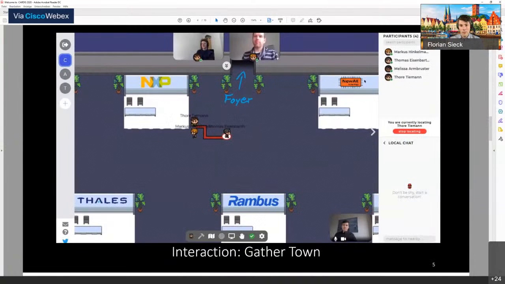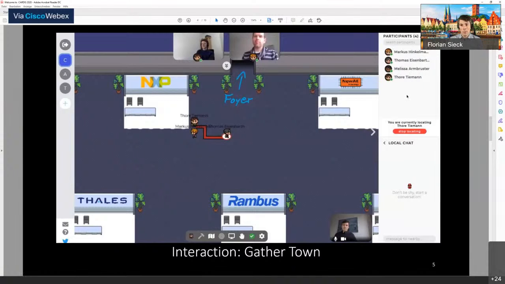For the user interface, I guess many might be familiar. On the right-hand side, you can see all the participants. If you want to meet someone, you can move around in the virtual venue with the cursor buttons. If you want to locate someone special, you can activate location here.